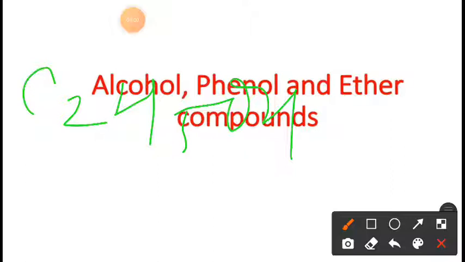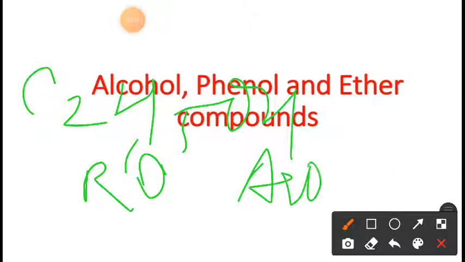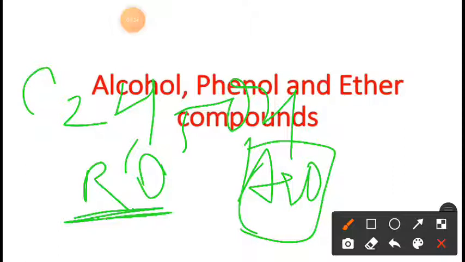Now we know that the substitution of a hydrogen atom in a hydrocarbon by an alkoxide group, that is RO, or we can say aryloxy group, or ArO group, gives another class of compounds known as ethers. We will discuss this in detail.